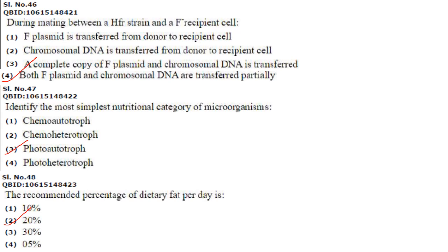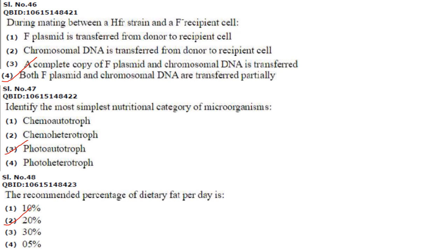In the cross between Hfr and F- cell, the frequency of transfer of the whole F factor is very low. Now why does this happen? Because the mating bridges are structurally fragile and gene transfer is incomplete. So when the mating bridges become structurally fragile, they break off very fast. So the gene transfer doesn't happen completely. So the answer here will be both F plasmid and chromosomal DNA are transferred partially. Answer will be option 4.